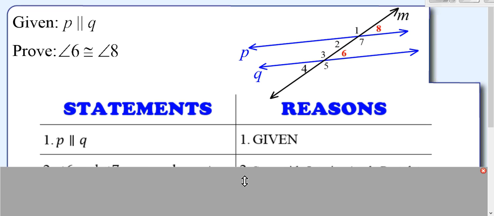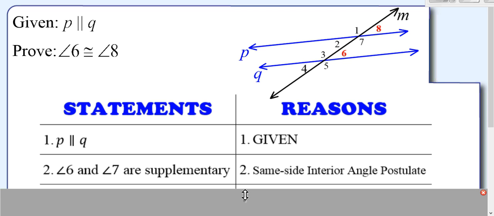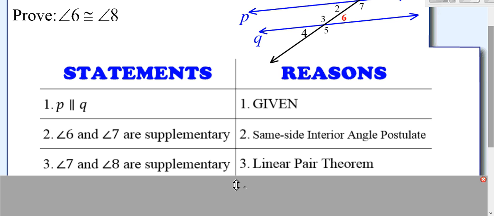So we're going to use, this is where the art comes in. We're trying to tie angle 6 and angle 8. So we need to make sure that we use one of those angles, either 6 or 8. So 6 and 7 are supplementary because they are same side interior. Now we want to tie that also to angle 8. So we can also say that 7 and 8 are supplementary because linear pair.